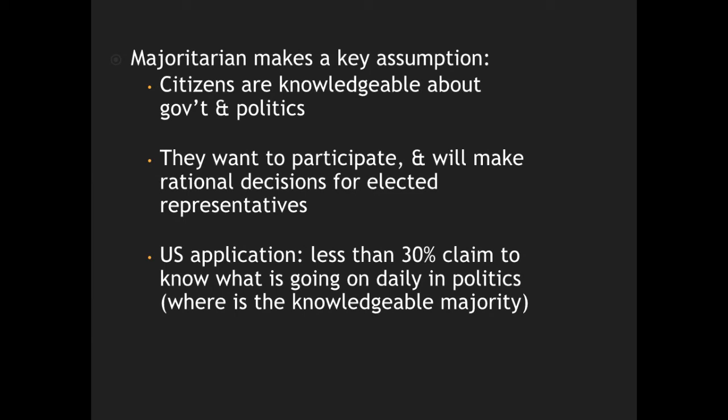In terms of the United States, less than 30% claim to know what is going on in daily politics. Where is the knowledgeable majority? Where are the people who know what's going on? For the most part, people, in quotes, don't know what's going on, that maybe they're not as educated in terms of the happenings of politics.